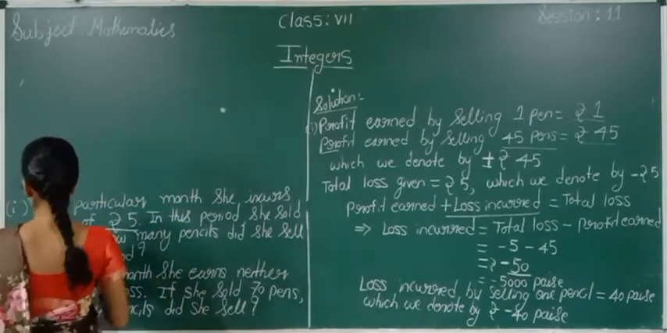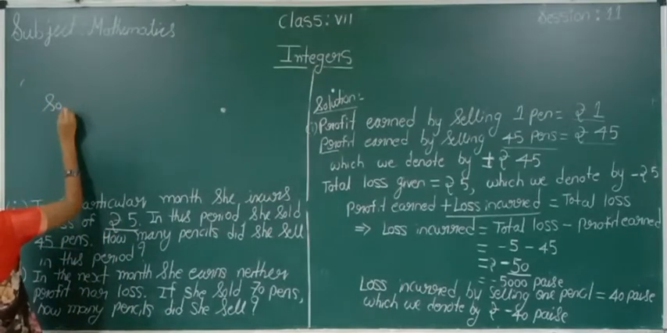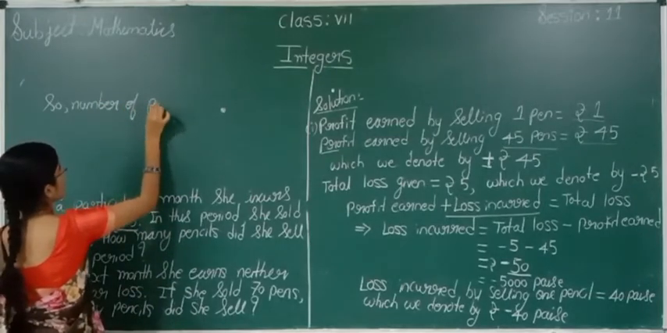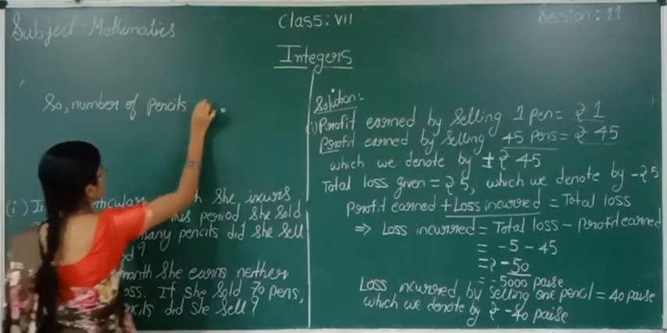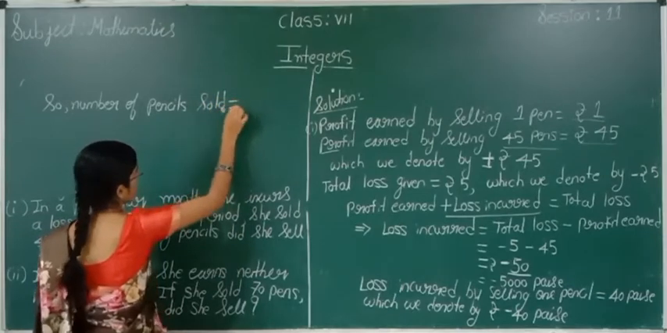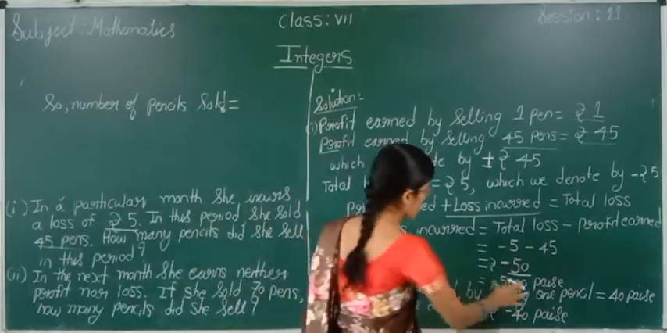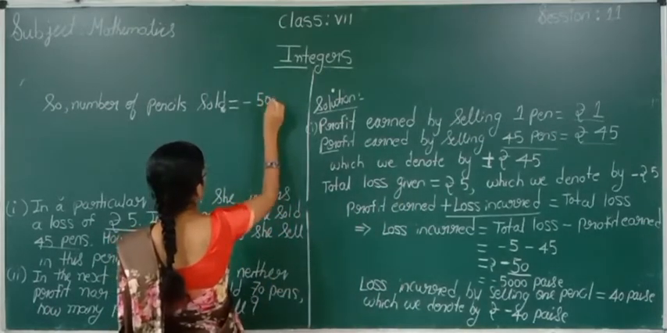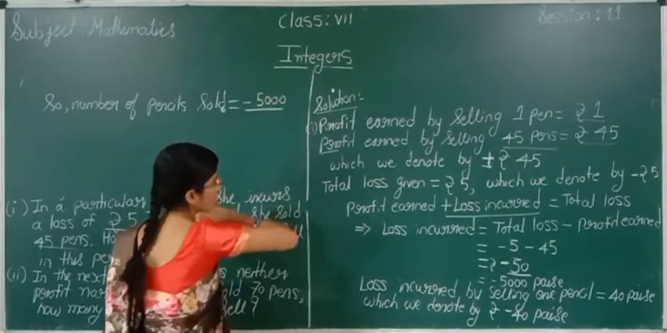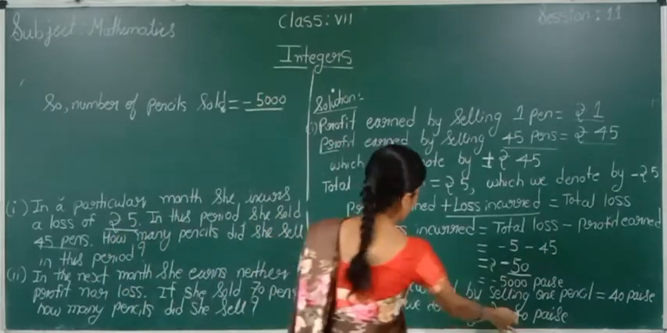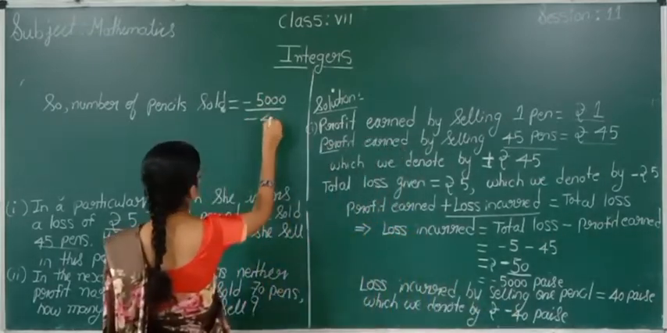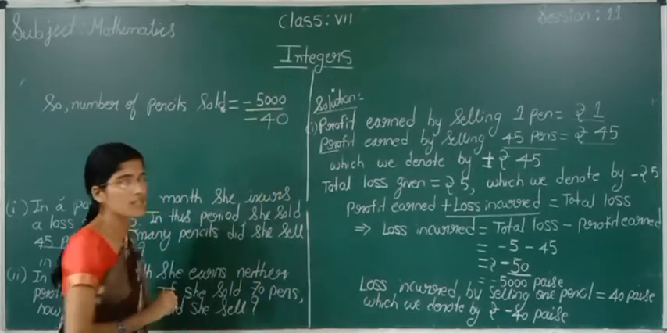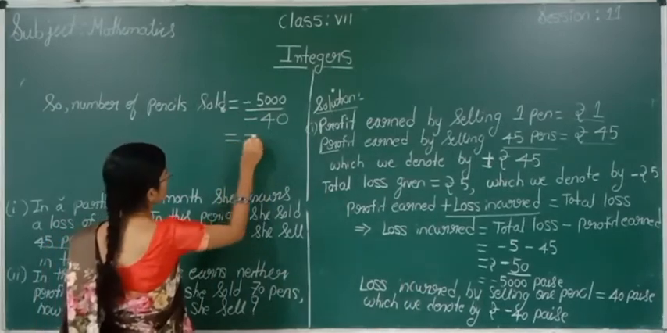Now see here. So number of pencils sold is equal to loss incurred. How much? Minus 5000 divided by minus 40. We know that when two negative integers are divided, we will get a positive integer.